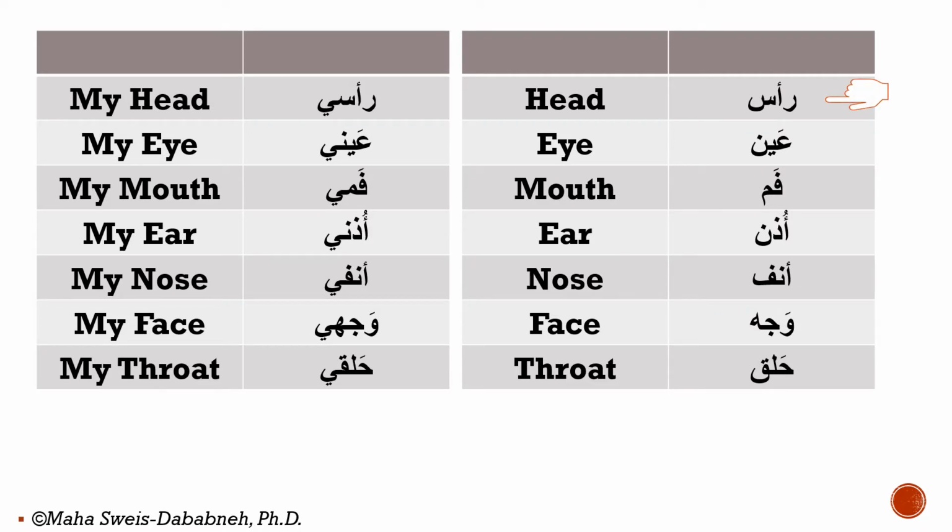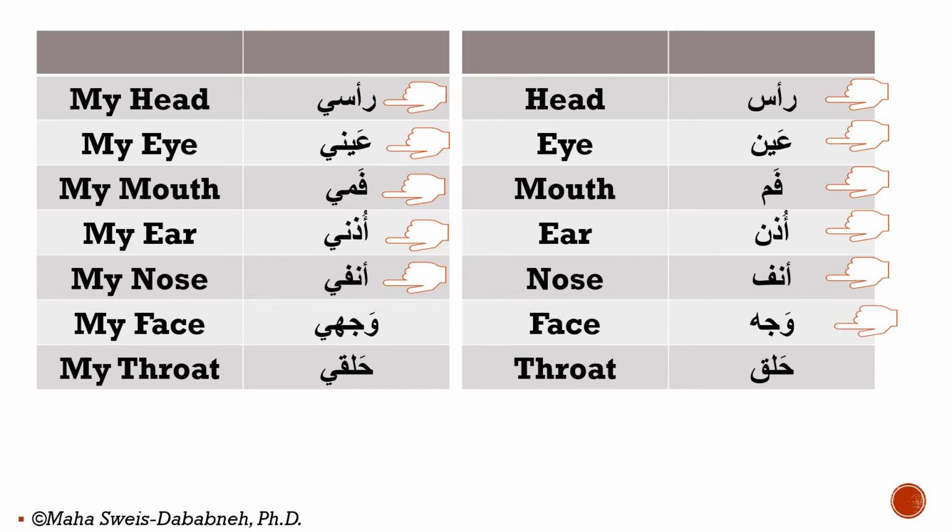رأس, you suffix ya, you make it رأسي. عين, عيني. فم, فمي. أذن, أذني. Try to read with me. أنف, أنفي. وجه, وجهي. حلق, حلقي.